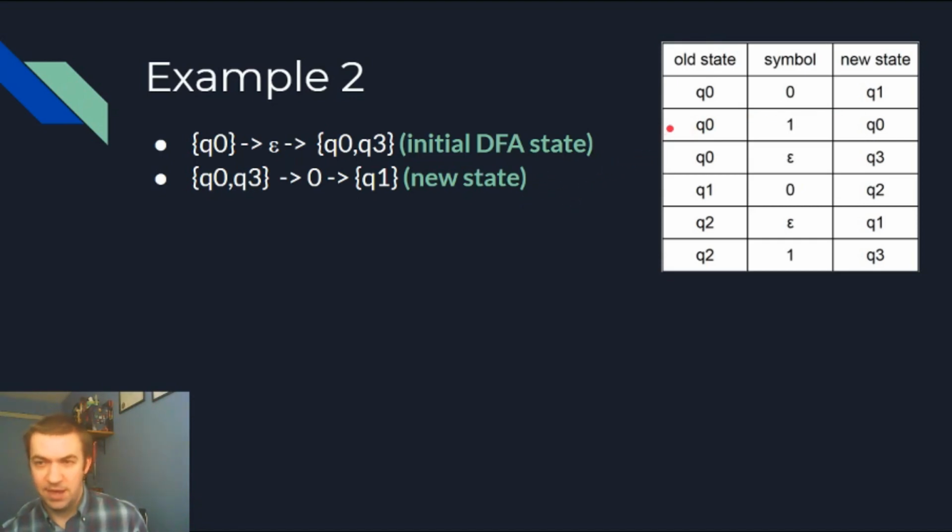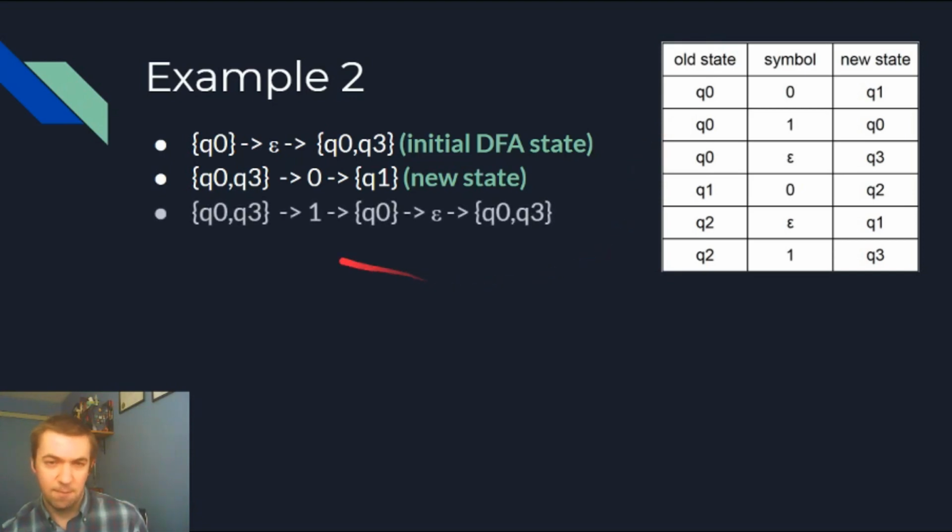Alright, now what if we pass a 1 to where we are? Well, if we pass a 1, the only result that we can go with is passing a 1 to Q0, since Q3 doesn't give us any options, and that leads us to Q0. But if you remember from before, the epsilon transition from Q0 also takes us to Q3. So really what we're going to have here is a state Q0 and Q3 that loops back to itself on the input 1.